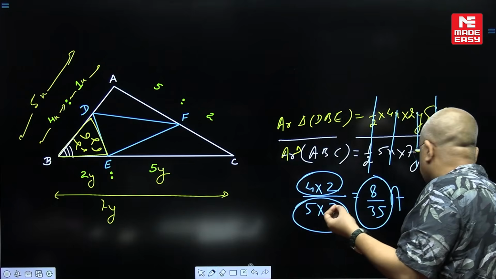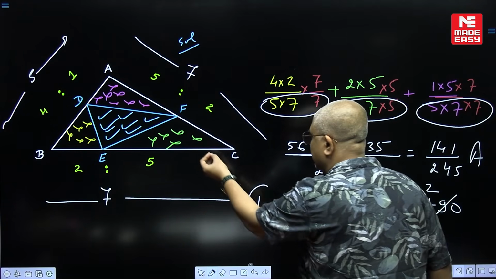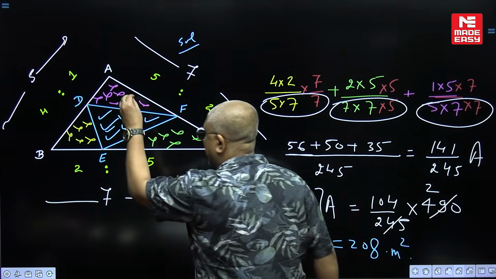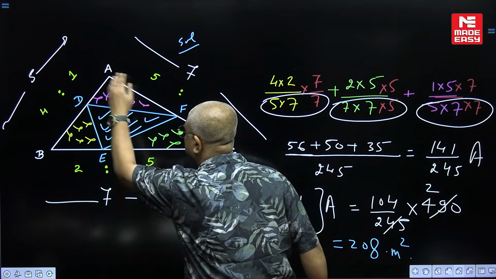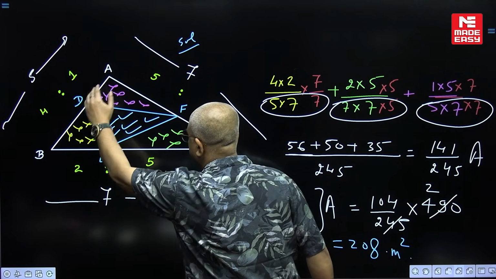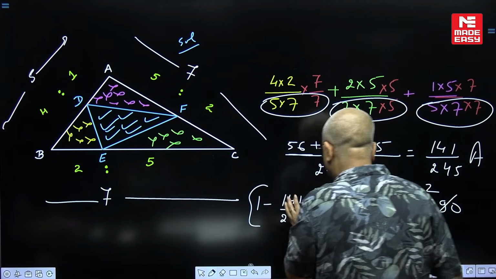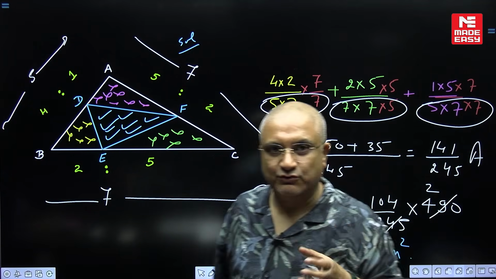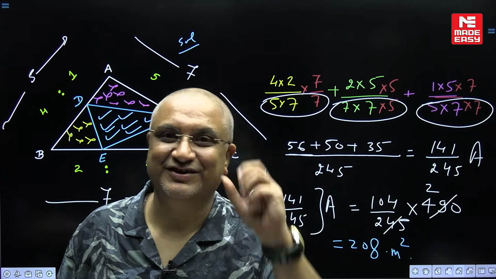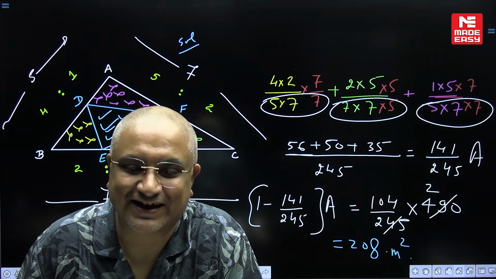And similarly, we can calculate all of them. In a very similar way, we have calculated and subtracted the yellow, green and pink from the larger triangle. If we subtract all these three, we will be left with the blue triangle, that is 104 by 245 of the larger triangle, and the larger triangle is 490.